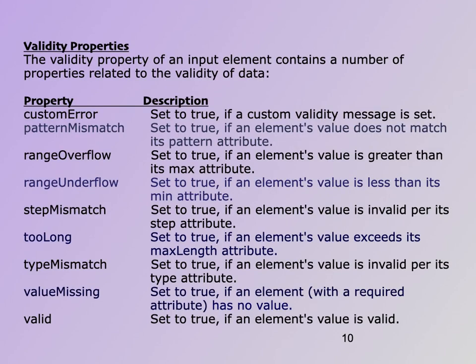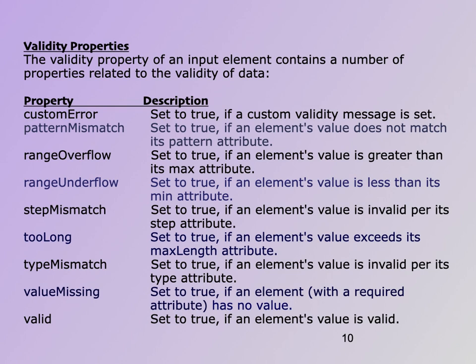Validity properties. The validity property of an input element contains a number of properties related to the validity of data. We will see some of the properties and their descriptions. Custom error is set to true if a custom validity message is set. In that particular case, custom error is set to true. The user can give a particular validity message.